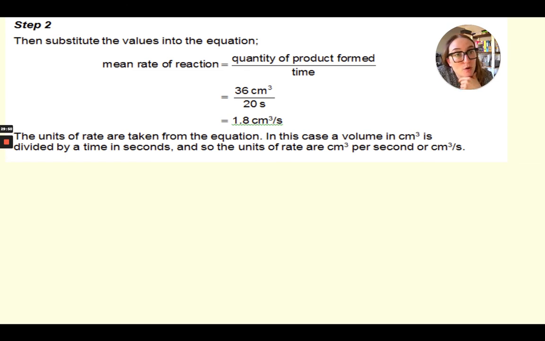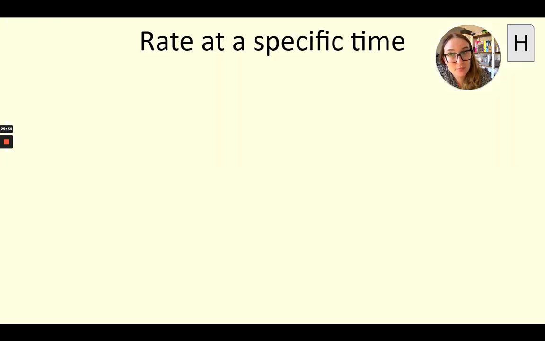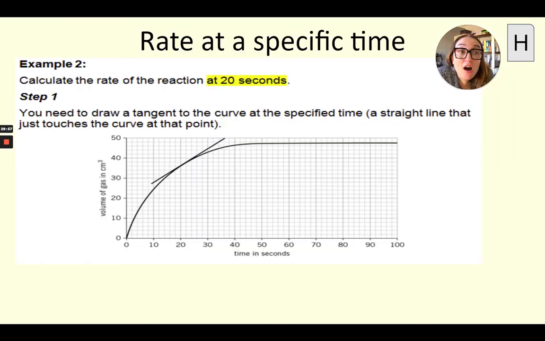And that is something that you are expected to do on both the foundation and the higher papers. However, for higher, and you'll see that I've put a little H just there, just to prove that this is higher only content, you are sometimes asked to calculate the rate at a specific time. So rather than saying something like the rate up to 20 seconds or from 20 seconds, you are asked at 20 seconds. So at specifically 20 seconds, what's the rate?